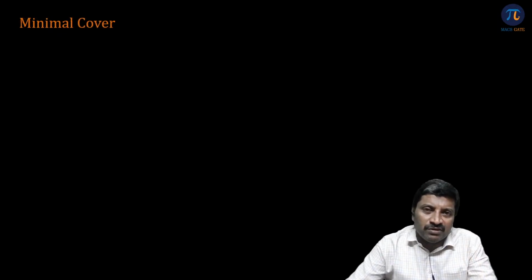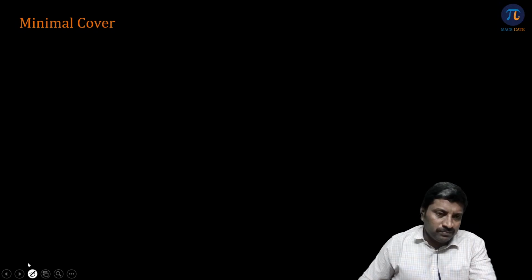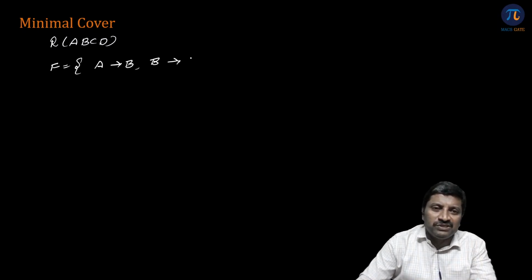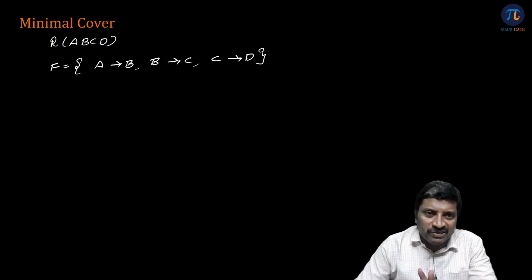What is minimal cover and how to find it? First, let me explain what a minimal cover is. Suppose I have a relation with 4 attributes, and let us assume I have functional dependencies A implies B, B implies C, C implies D. This is the set of functional dependencies.